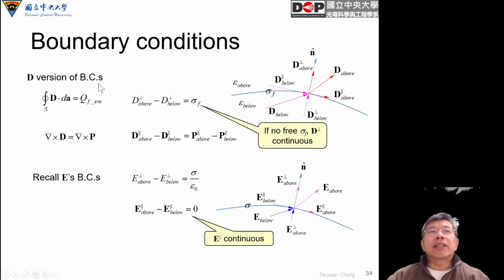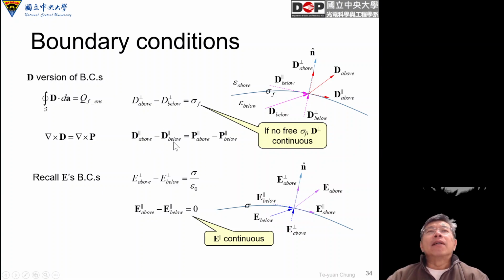But D will be slightly different now. D, by definition, has a surface integral equal to the enclosed free charge. If the boundary has free charge, we take the same old trick, a small pillbox, and we get a result that the perpendicular direction gives us the free charge. This is really simple, as we can see.